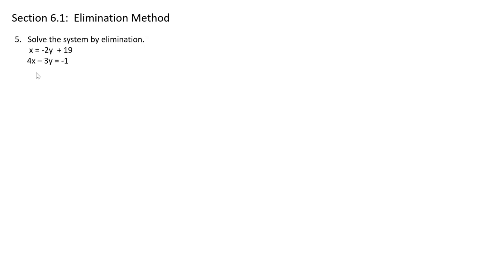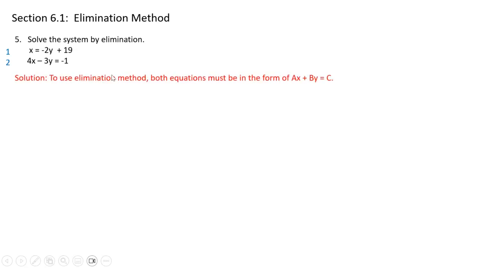So here for number 5, we're solving the system by the elimination method. One thing that you got to know for the elimination method is that both equations must be in the form ax plus by equals c. So for example, equation number 2 is okay, because it's 4x minus 3y equals negative 1. But if you notice, equation number 1 is not in the proper form. So my first step is to rewrite it in proper form.